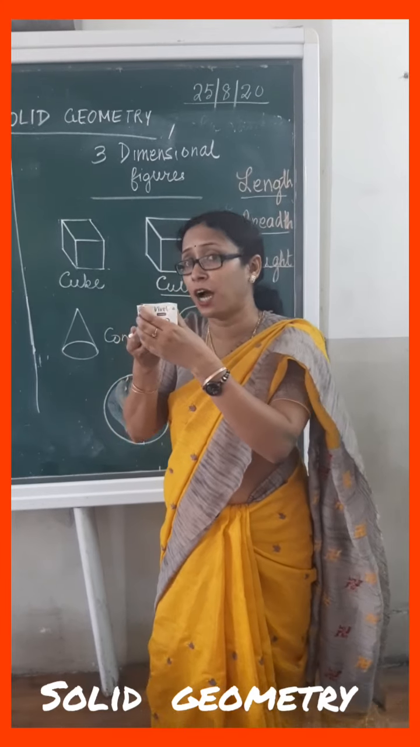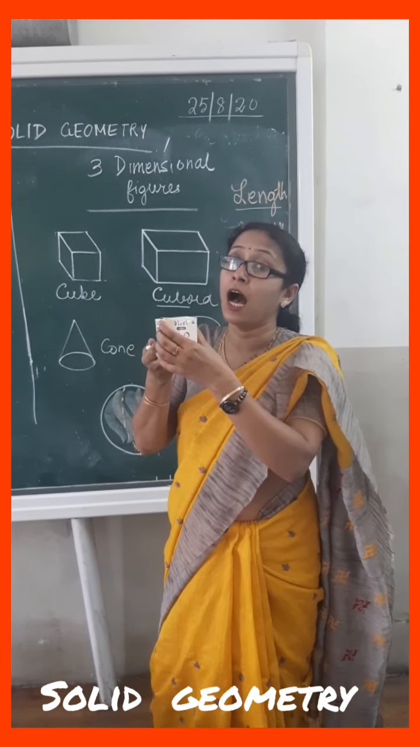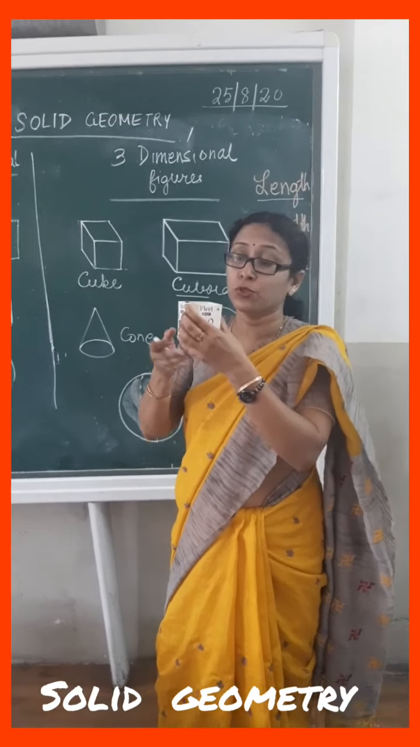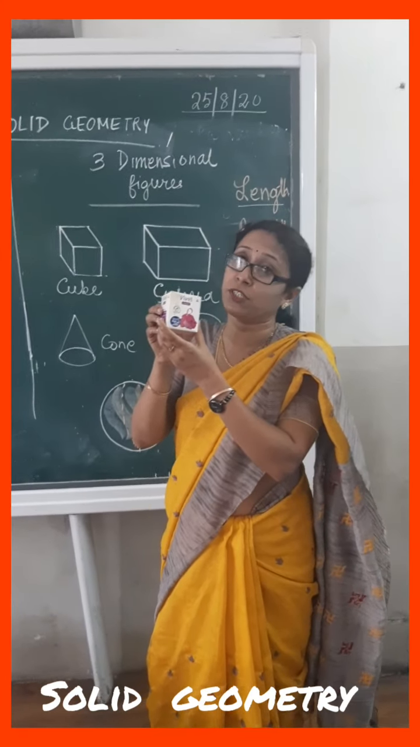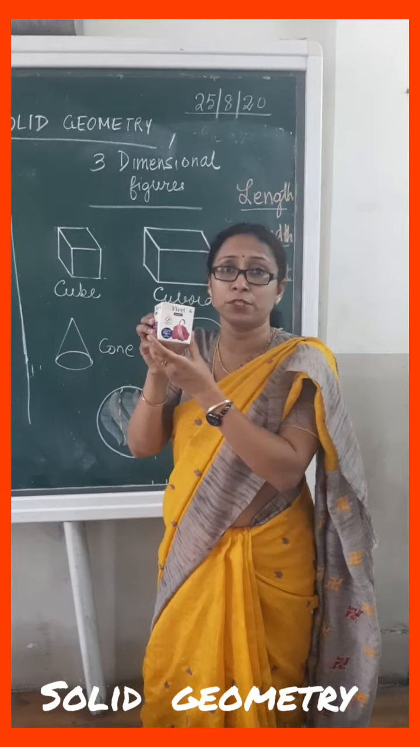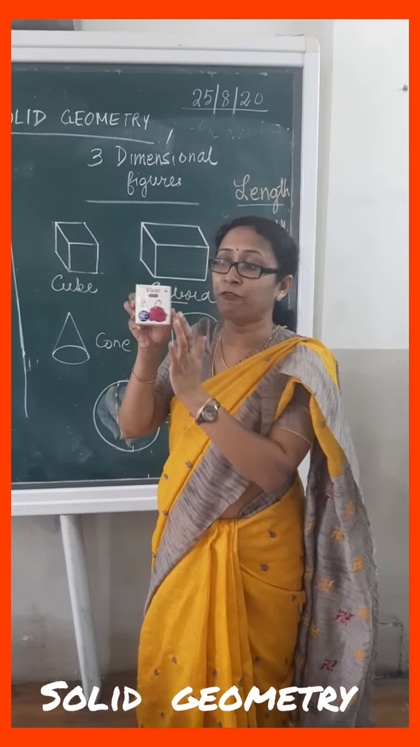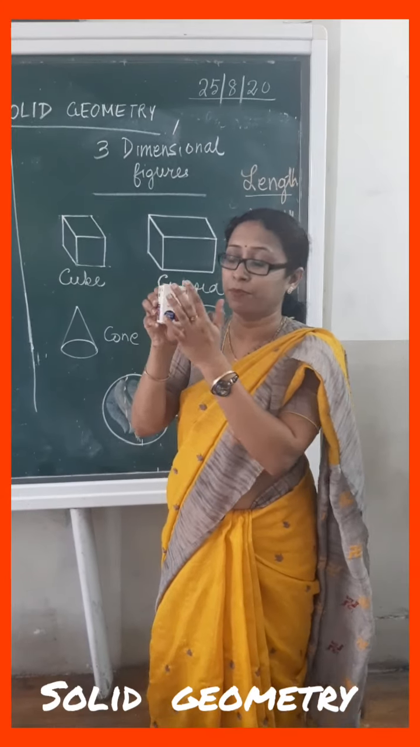And I will give you a chart regarding this: how many faces, how many edges, how many corners these three-dimensional objects have. Today I'm just introducing you, and I'll give you the chart. You have to understand these solid geometry objects. They all have thickness. This is a cube, and all the faces are identical.